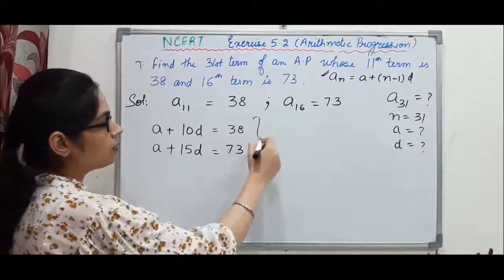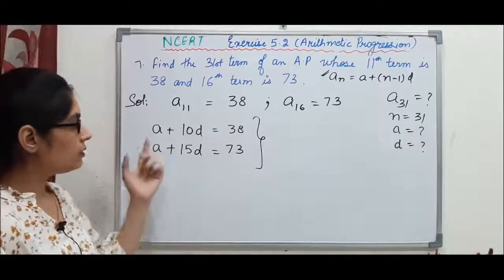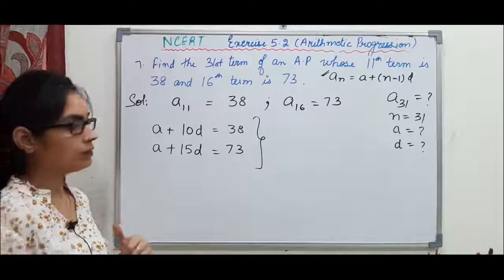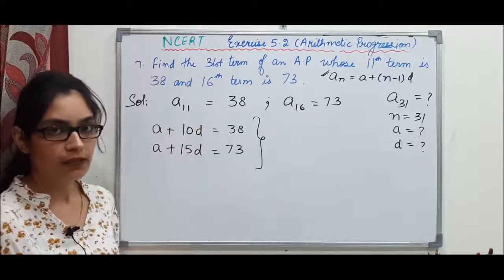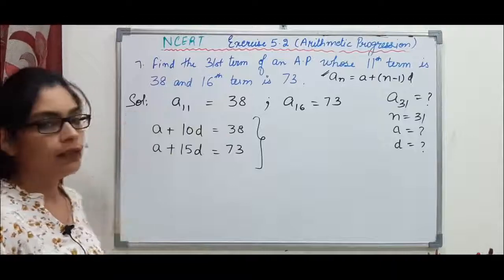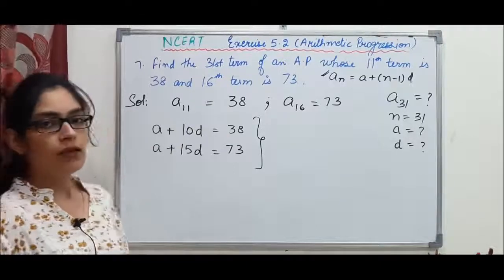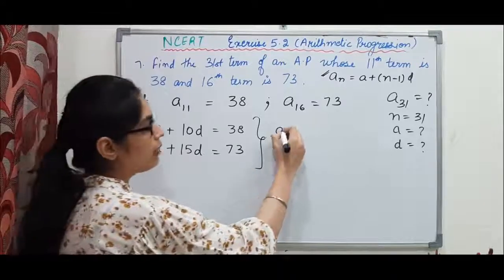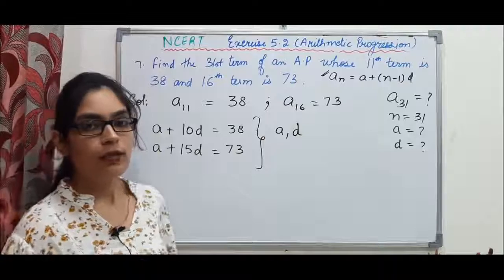Now if you observe, these two are just like linear equations in two variables. A and D are the variables, or I can say this is a pair of linear equations because I have two equations. So from a pair of linear equations we can find the value of the unknown variables, which are A and D in this case. So we can use any method.